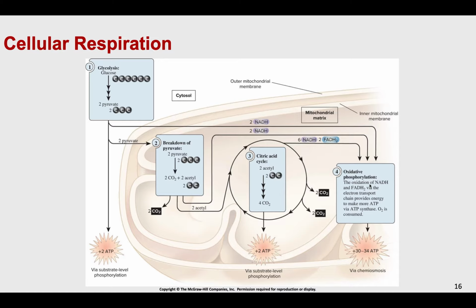Finally, we have oxidative phosphorylation, or the electron transport chain as it's commonly known as, where molecules are going to be oxidized to create large amounts of ATP. It is in this step that oxygen is consumed.